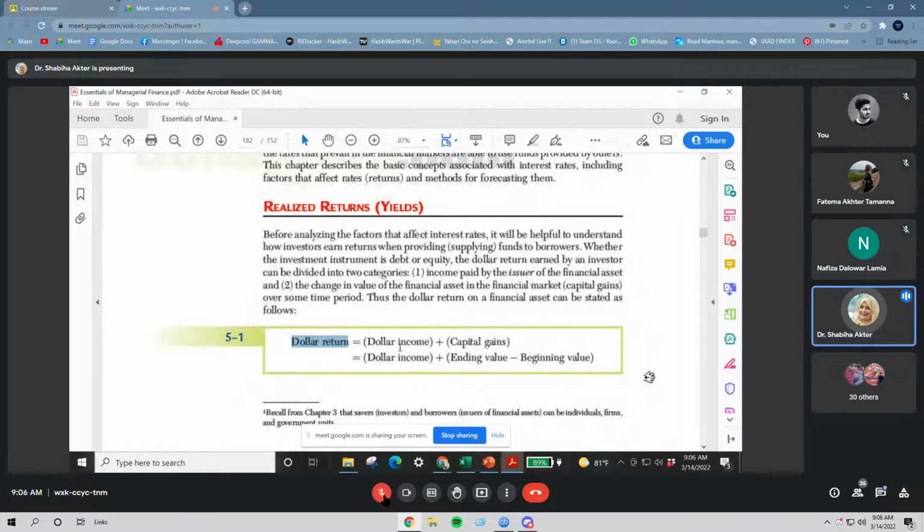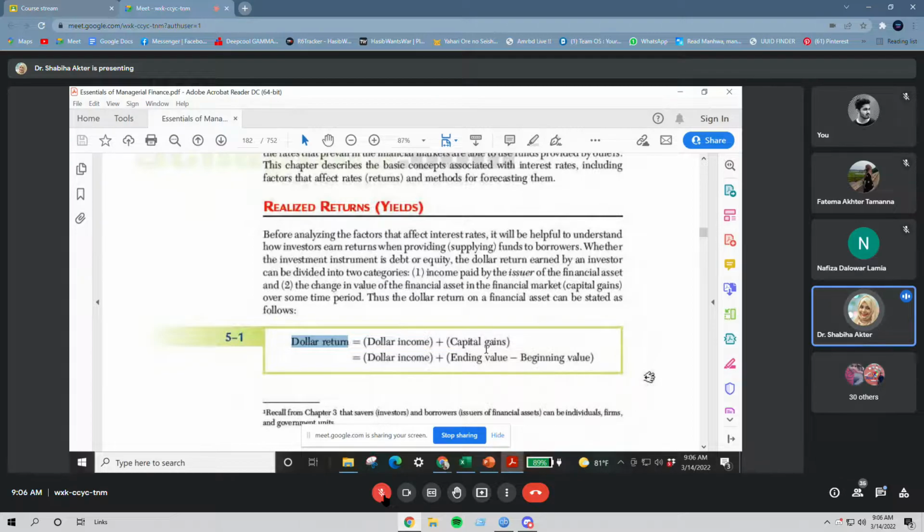So the first part is income paid by the issuer of a financial asset. So who is the issuer? If this is about debt securities, of course the corporation or the company is the issuer of the debt security. So the corporation needs to pay the debt holder interest, right? So dollar income is the interest in that sense. If we're talking about equity, then the corporation needs to pay the dividend to the equity holder. So in that case, dollar income will be the dividend amount.